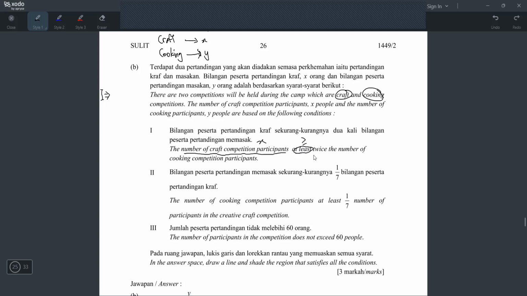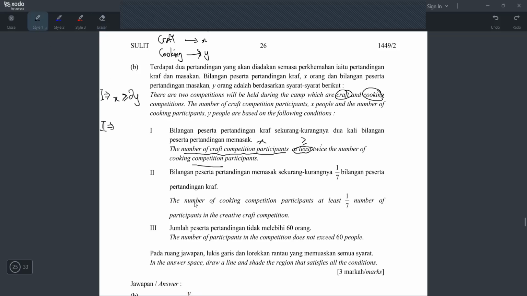It must be more than or equal to twice the number of cooking. So X is bigger than or equal to twice the number of cooking, so 2Y. Okay, so that's it. By the way, this X bigger than or equal to 2Y, you can actually flip it. But if you flip it, you have to be careful with the symbol. The arrow is pointing to 2Y, so it must still point to 2Y. But I won't do that, though if you want to, you can.